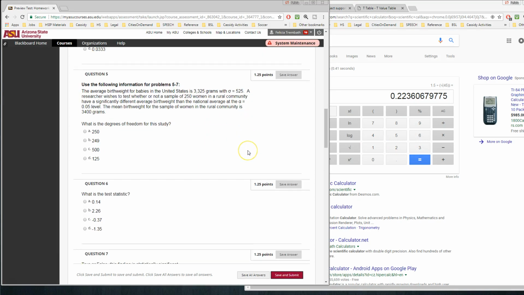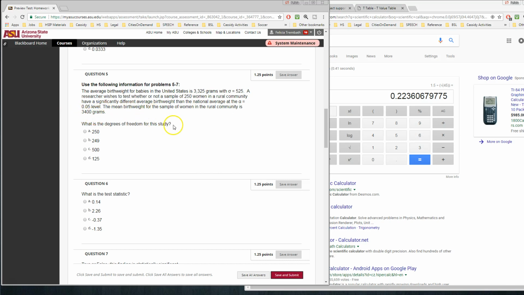Okay, so use the following information for problems 5 through 7. Questions on the exam will be set up similar to this, where you have information and you need to run a test and then answer questions based on those results. The average birth weight of babies in the U.S. is 3,325 grams with a standard deviation of 525. A researcher wants to test whether or not a sample of 250 women in a rural community have a significantly different average birth weight at the alpha equals 0.05 level. Okay, and then it gives us our birth weight.